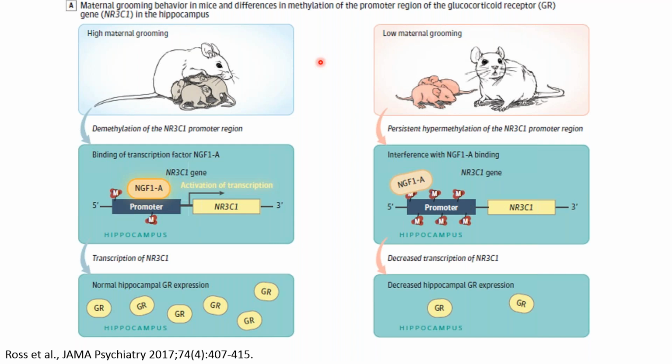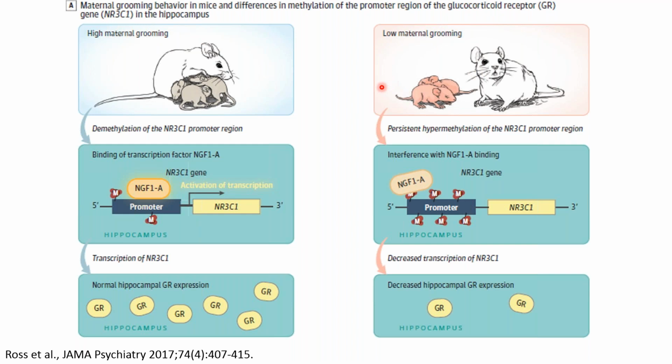There's a great study, a series of great studies, actually, that started with Michael Meaney in the 80s and 90s. But this is a derivative from a series of people who built on his work, and he's at McGill University. And this is maternal grooming in mice and the role of methylation in the promoter region of the genes that control the glucocorticoid receptor. And you can get genetic lines of mice that are either high maternal grooming or low maternal grooming mice.